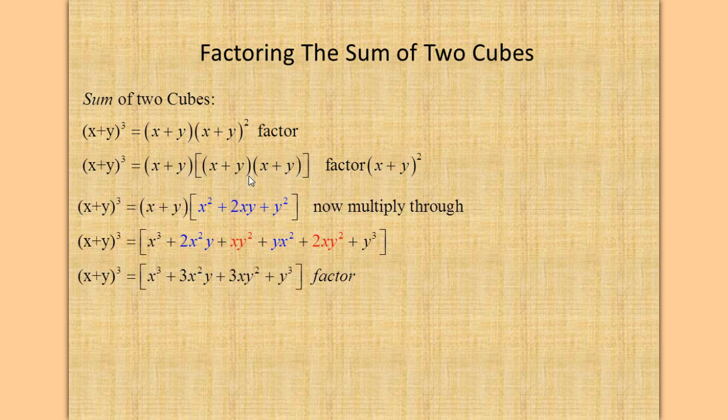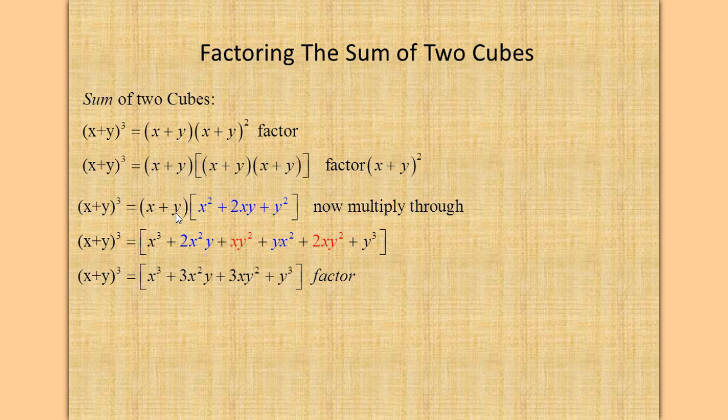Okay, now let's multiply that out. So x times x is x squared, x times y plus y times x is 2xy. I skipped a step in here. I shouldn't have done that. And then we have y times y is y squared. And now we multiply it through by the x plus y. So we have x times x squared is x cubed. X times 2xy is 2x squared y. X times y squared is x times y squared.